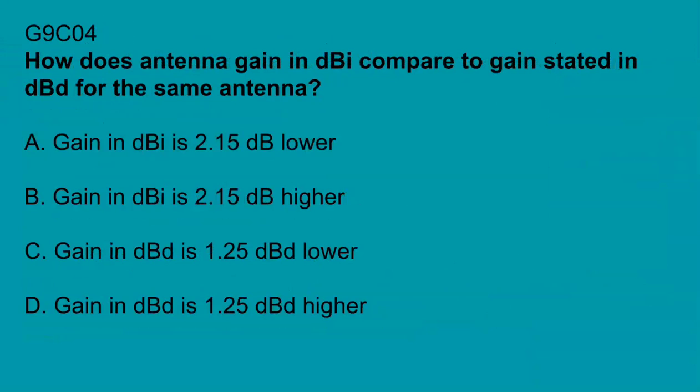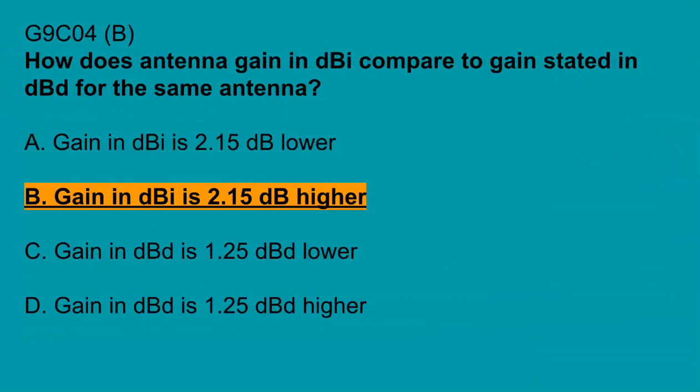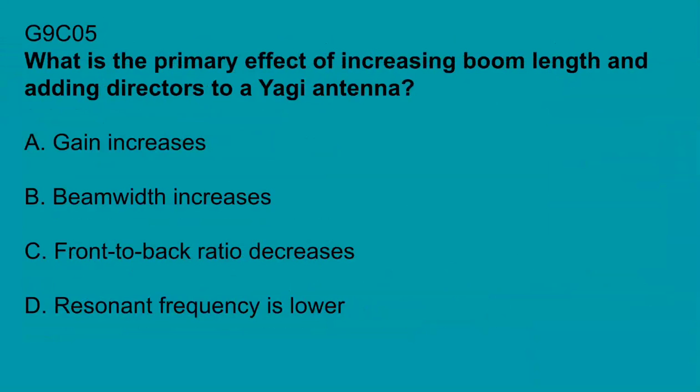G9C04, how does antenna gain in dBi compare to gain stated in dBd for the same antenna? Gain in dBi is 2.15 dB higher. G9C05, what is the primary effect of increasing boom length and adding directors to a Yagi antenna? Gain increases.